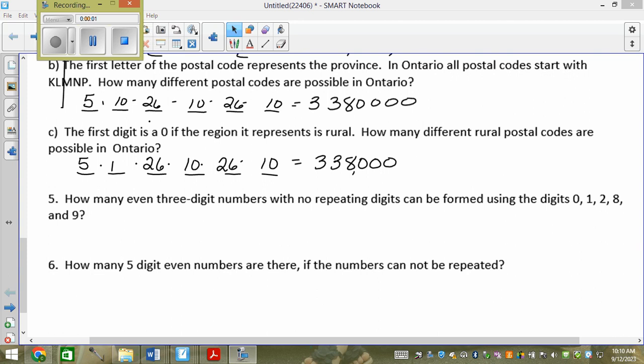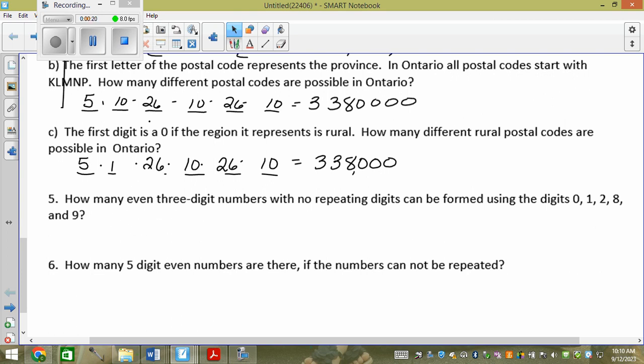How many even 3-digit numbers with no repeating digits can be formed? This is different than the previous one because I gave you only a specific amount of digits. Here, I didn't give you a specified amount, so you can use 0 to 9, right? So it can be asked in different ways. This one is a 3-digit number and even, so I know it needs to end in an even number.